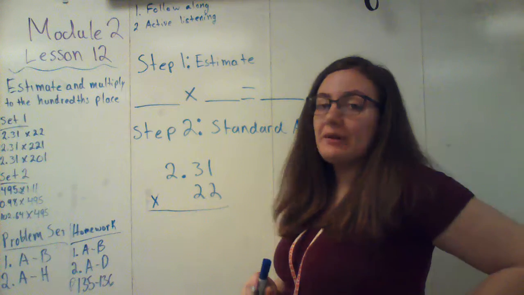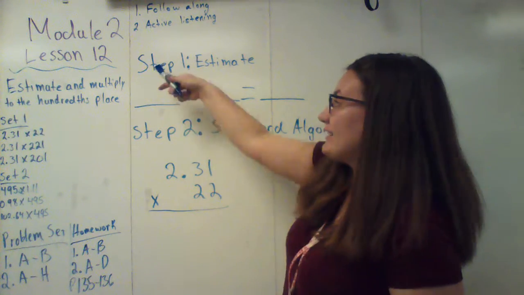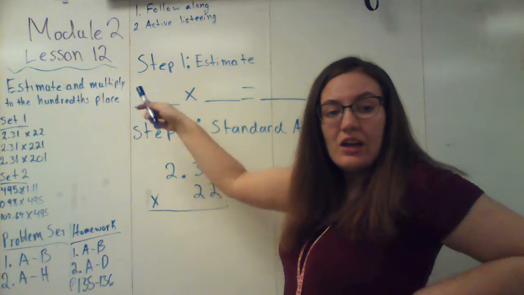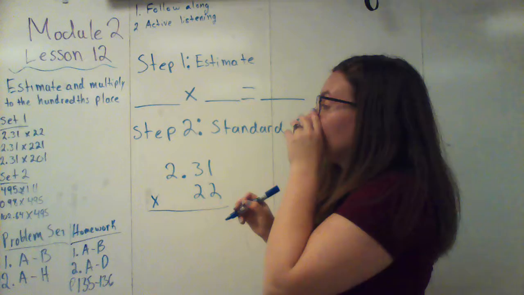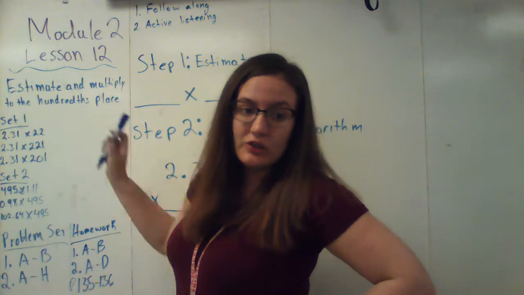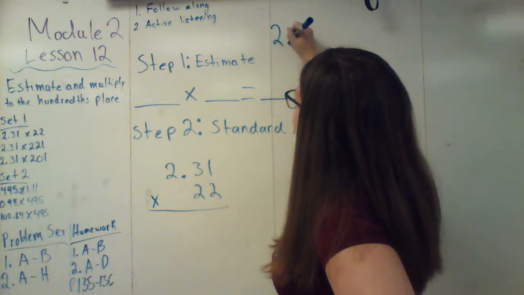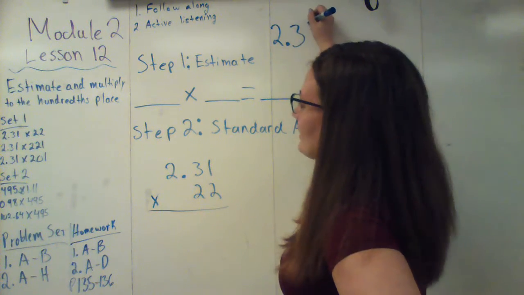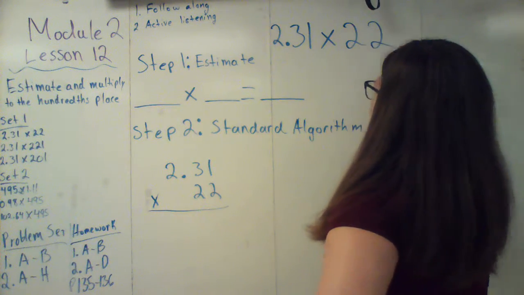So our first step is that we need to estimate. On your desk or in your notebook, I would like you to set up this two-step process, because step one is always going to be estimate for this lesson. So what we're going to do is take this problem right here, 2.31 times 22. I'll write that real big over here so you can see it. So 2.31, 2 and 31 hundredths, times 22.